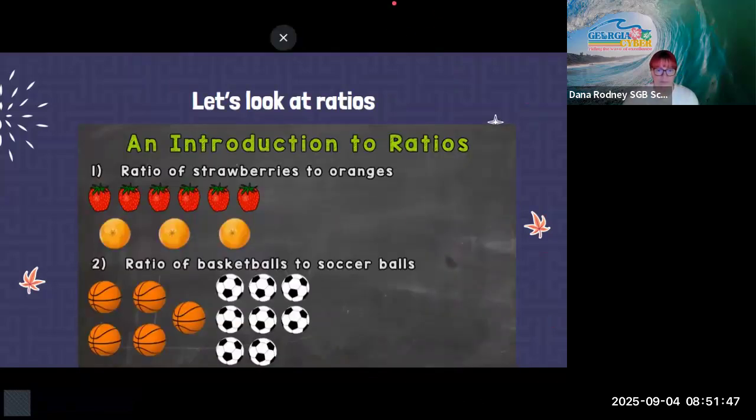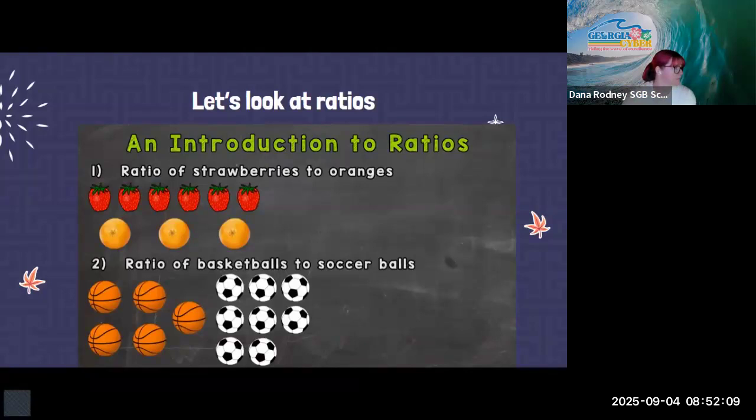So here we are at the introduction to ratios. We're going to go through the basics of ratios, how we write out ratios, and just talk about what a ratio is. As you can see, there are 2 problems on your screen. We have the top ratio problem with strawberries and oranges, and then the bottom with basketballs and soccer balls.